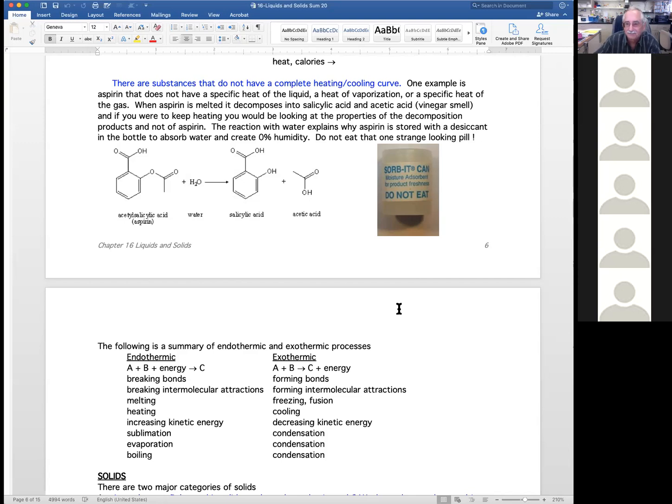I have a question. What is that thing called? The sorbet can, do not eat. What is that called? It's a desiccant. It simply absorbs the moisture out of the air. How much moisture could it absorb? Well, it depends on how much is in there, but it could easily absorb all of it in the aspirin container. Right. But like if you were to put it in a room, I don't know. I'm just thinking of like if you were to drop it in a cup of water, like that wouldn't work. No. Okay.